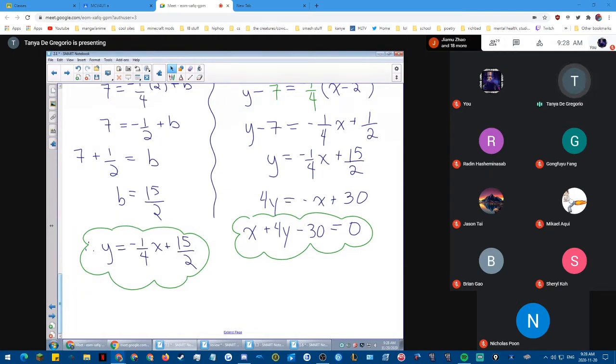So we found the slope of the perpendicular line, which is called the normal. How did we do that? Well, we first found the slope of the tangent, and then we took the negative reciprocal. We found the point that it's passing through by subbing in the x value, and then we found the equation of the line. Yes, please.